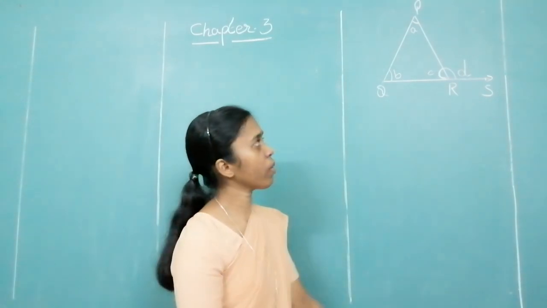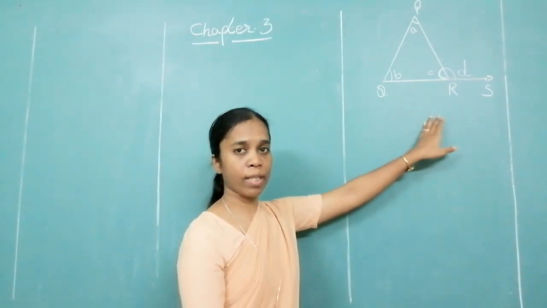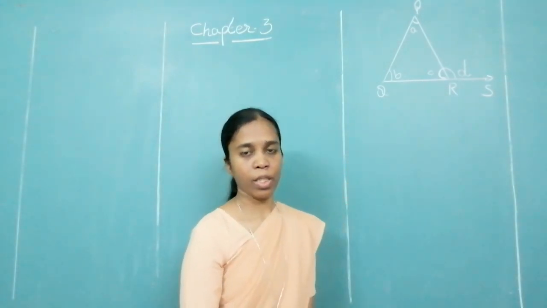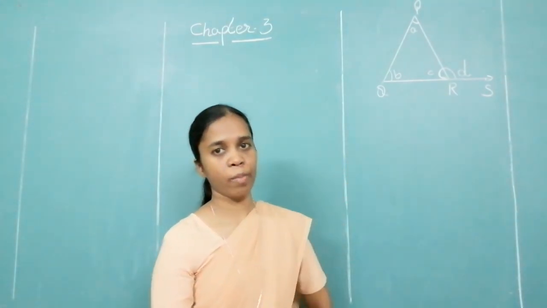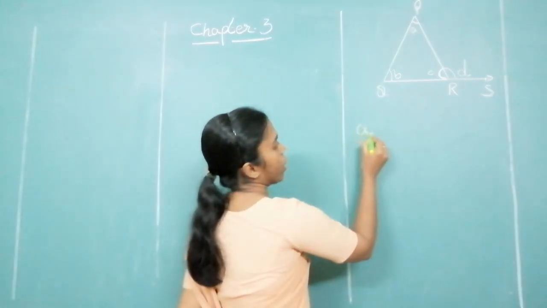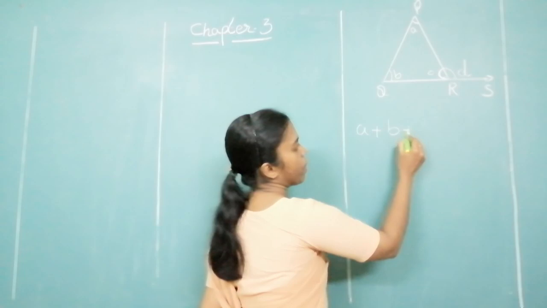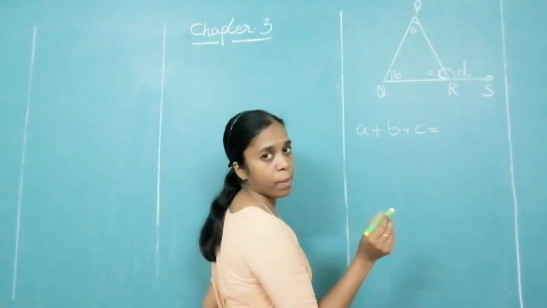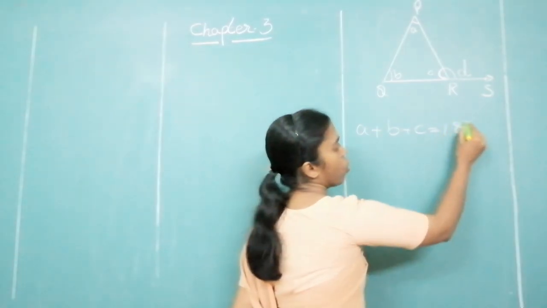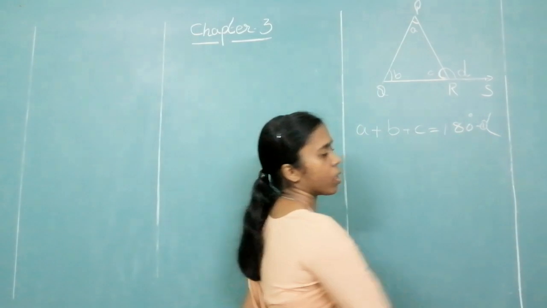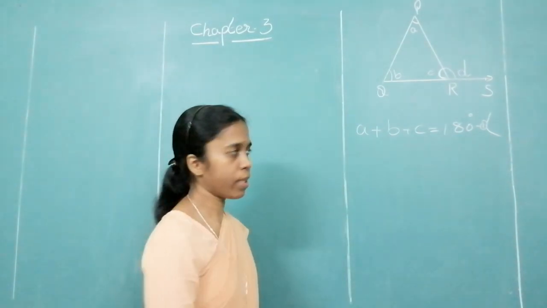To prove, what do we have to prove? If you have marked all this in the diagram, you directly write A plus B is equal to D. That is what we have to prove. Okay. So, shall we start? What do we know about A plus B plus C? We already learned in the last chapter. A plus B plus C is equal to 180 degree. First equation. What is the reason? Sum of the measures of the triangle.